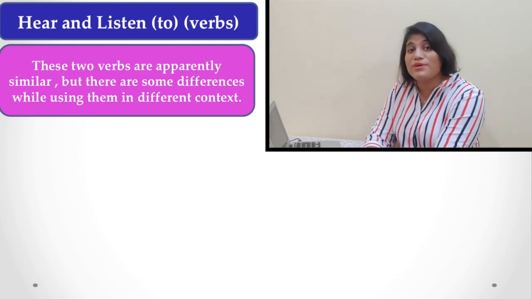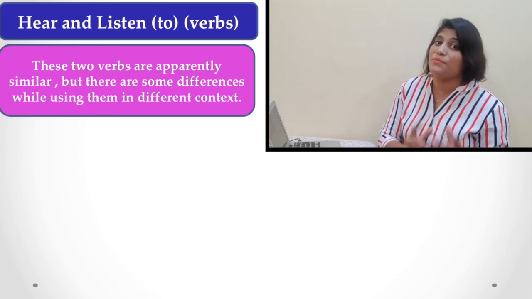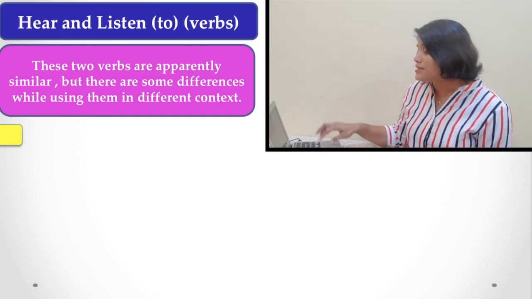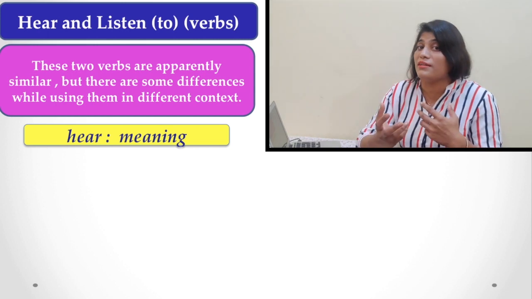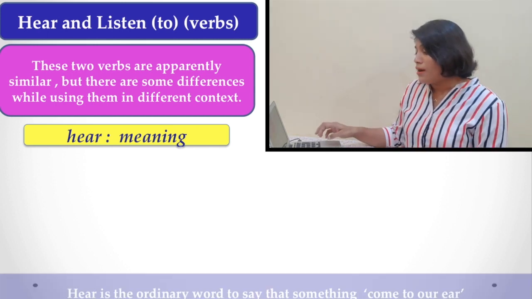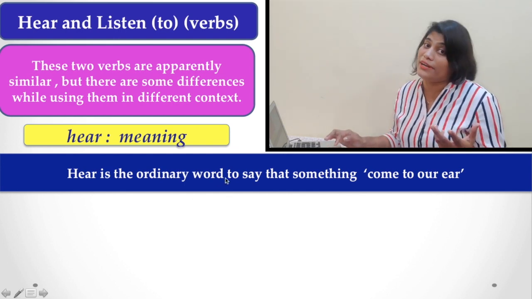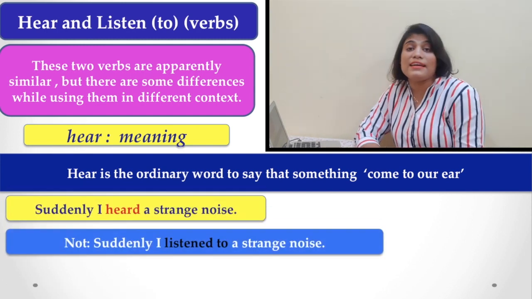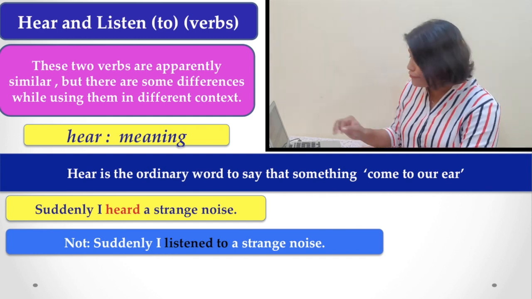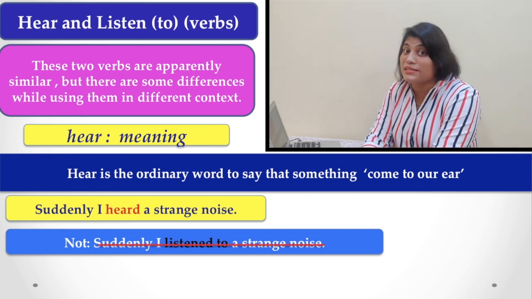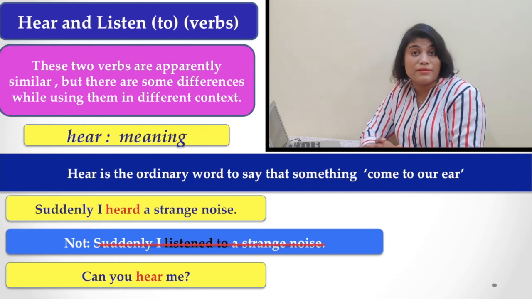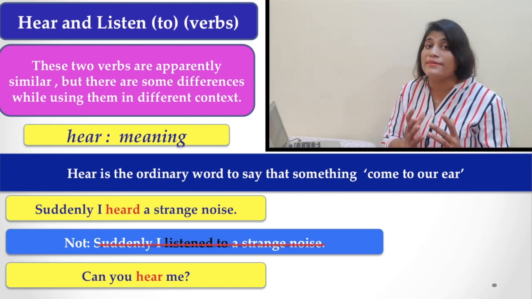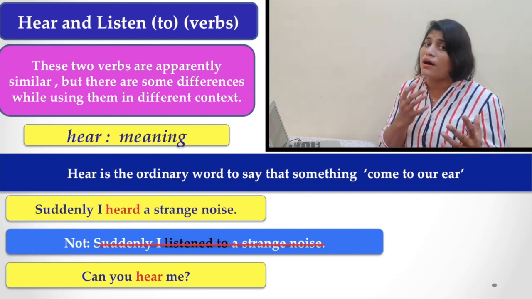Now, as I have told you earlier, these two verbs apparently mean similar, but there are some differences while using them in several contexts. So, first I am going to tell you about the verb hear. Hear is the ordinary word to say something came to our ears. So, we say suddenly I heard a strange noise, but we never say suddenly I listened to a strange noise. And you may say, can you hear me? In these situations, you may use the verb hear because it means that something came to our ears.